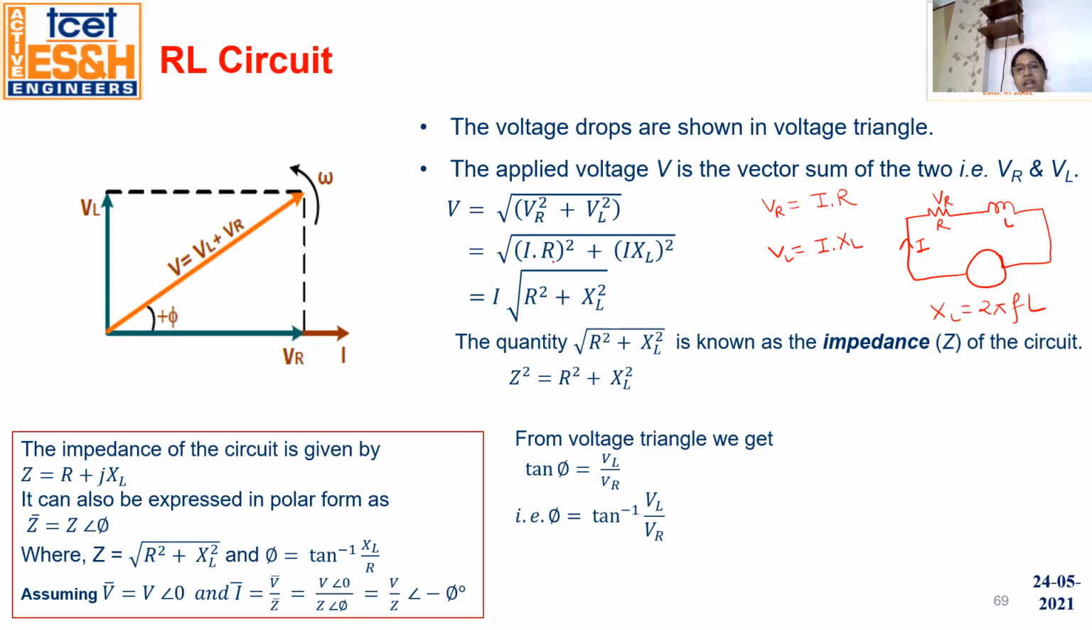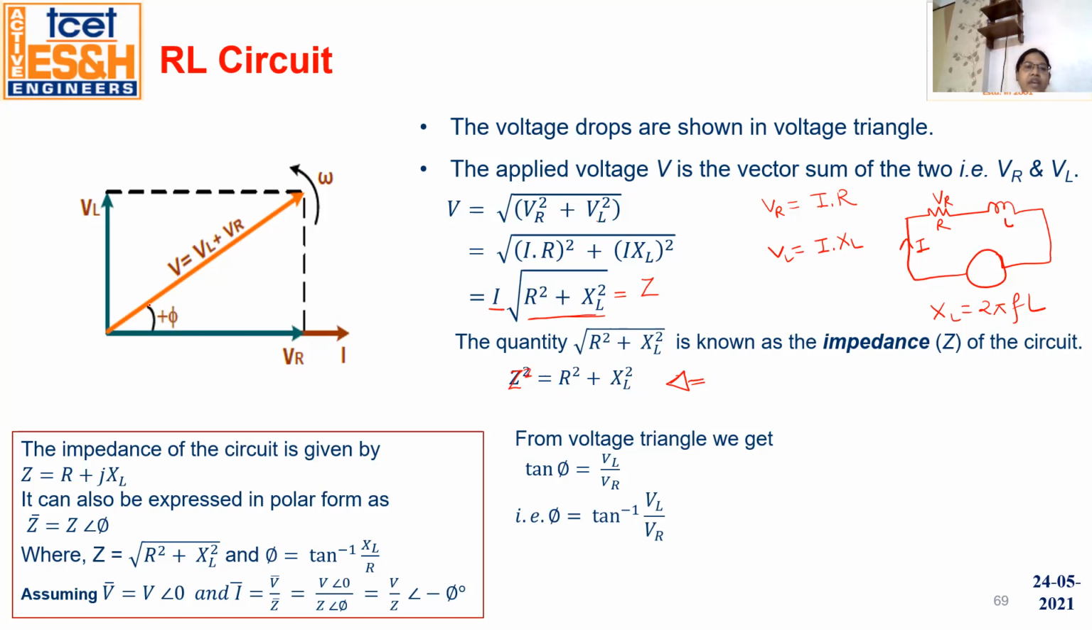So see here, IR square plus IXL square. We write in place of VL and VR. So take I as common. The only remaining thing under the root is R square plus XL square. So this quantity is represented as impedance Z. This quantity is the impedance of the circuit. So the formula for the impedance is Z square is equal to R square plus XL square. Okay, so this is the impedance.